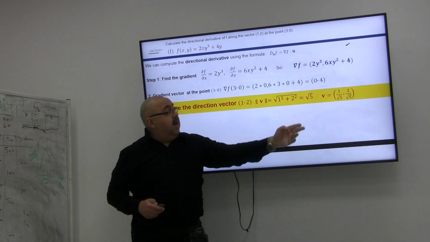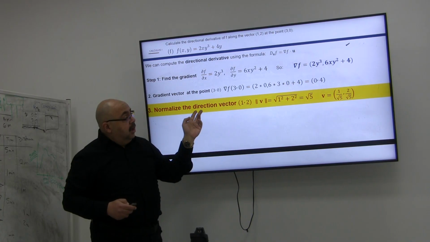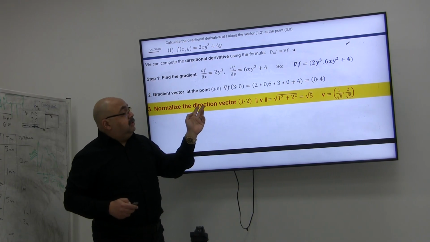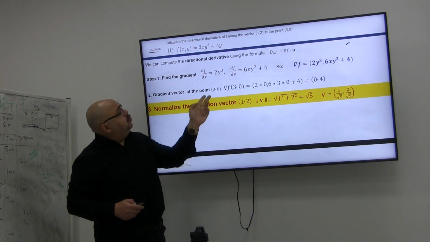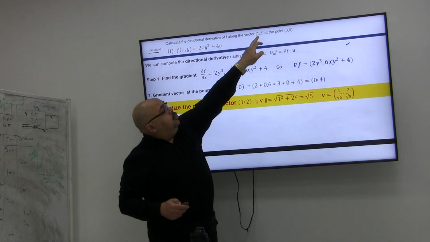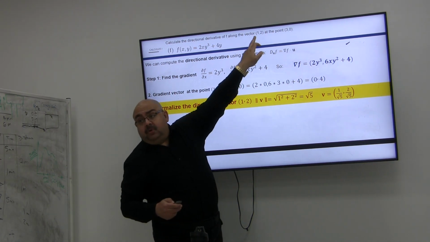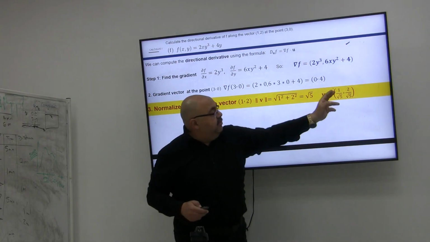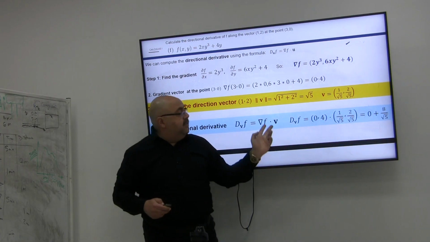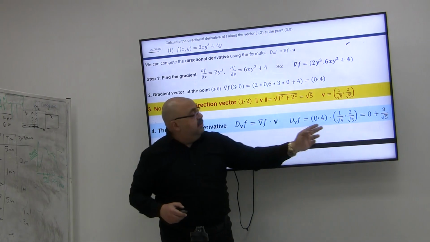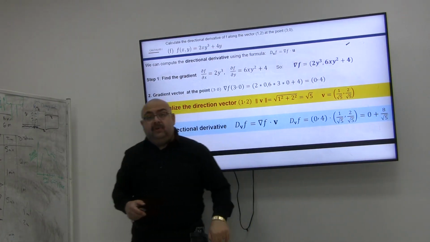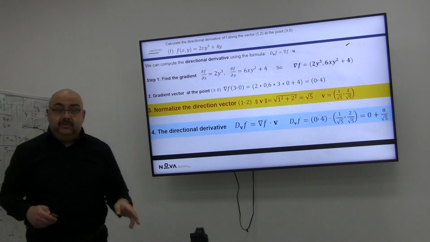In a similar manner, I will put the vector in normalized form. So I will divide 1 and 2 by the square root of the sum of squares of their coordinates, which gives 1 over root 5, 2 over root 5. Then multiplying them all together, you will have 8 over root 5 as the value of your directional derivative.